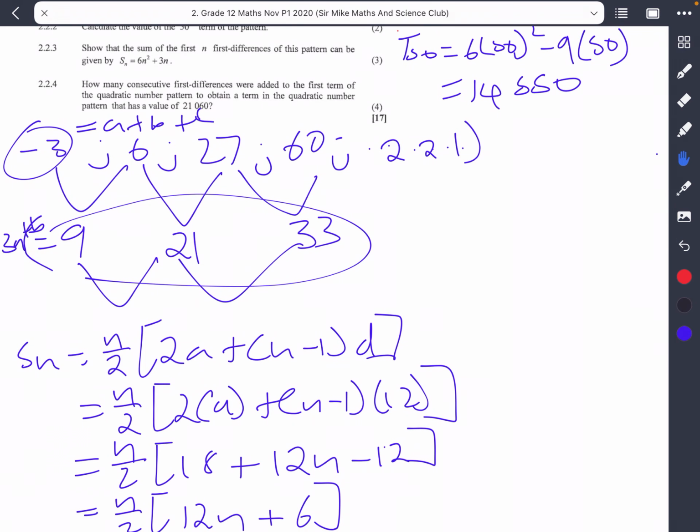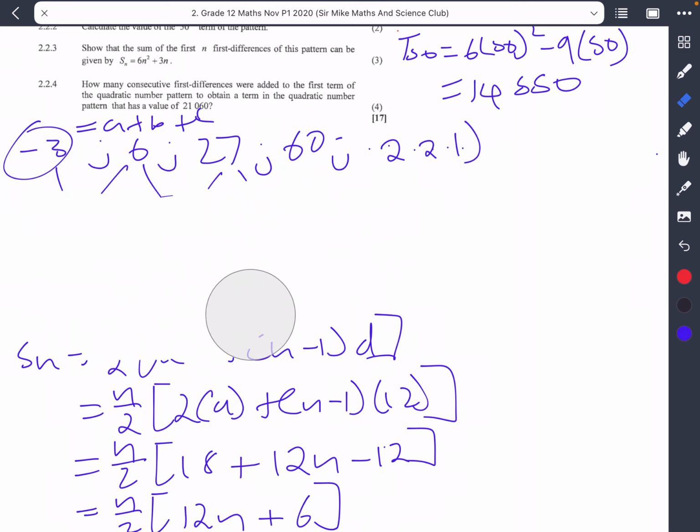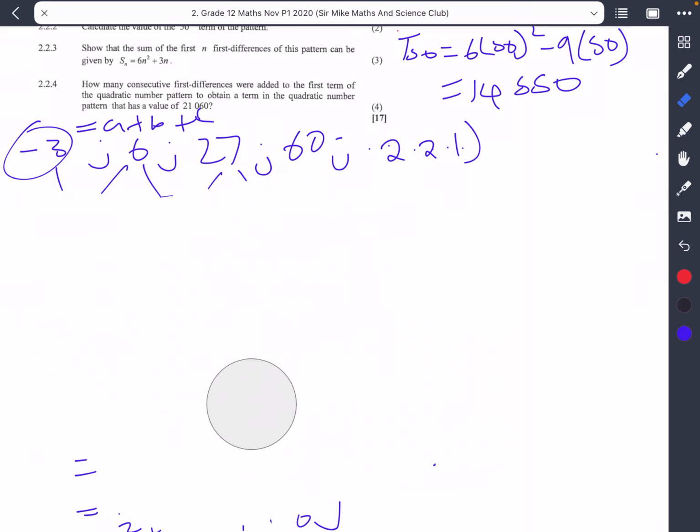So for 2.2.4, they said: how many consecutive first differences were added to the first term of the quadratic number pattern to obtain a term in the quadratic number pattern that has a value of 21,060? So let me just erase what I have here, ladies and gentlemen, so that I have somewhere to write. We now have the expression for the sum of the first n first differences of this number pattern.